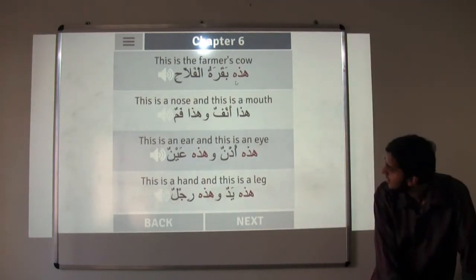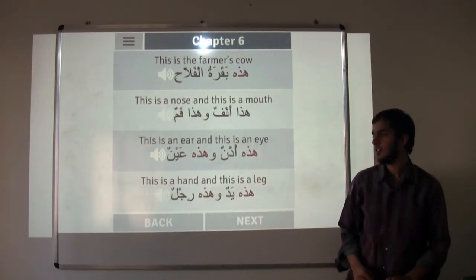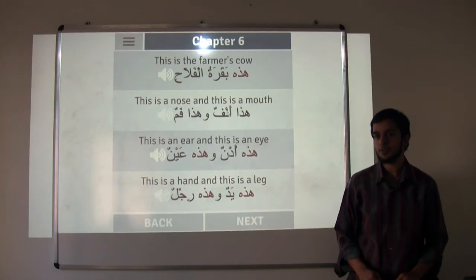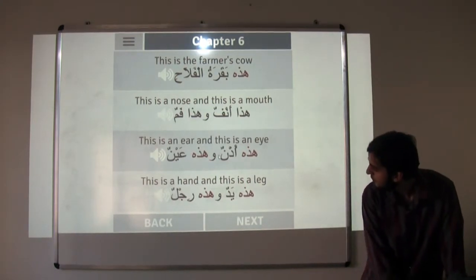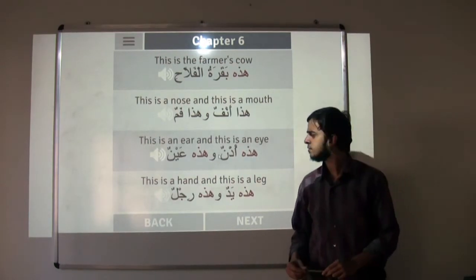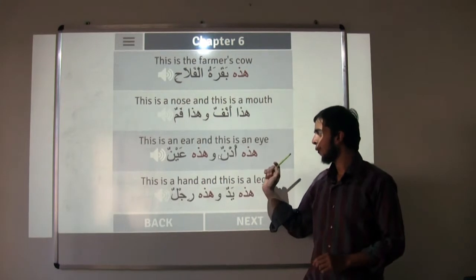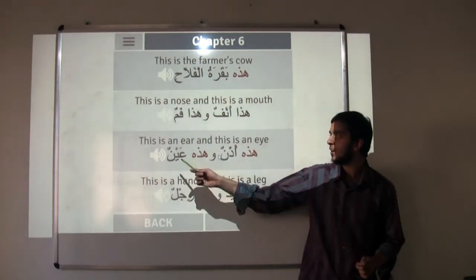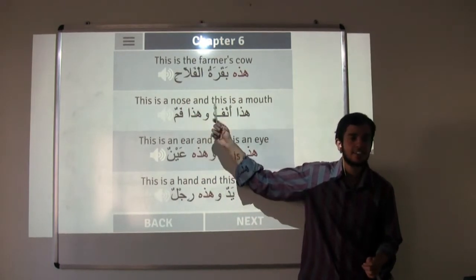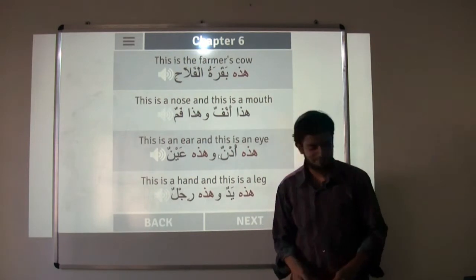Hadha anfun wa hadha famun. Do you remember what we had learned? Hadihi udhunun wa hadihi aynun. Question to the sister: why is it hadihi? Because it comes in a pair. Exactly. Both of them come in pairs, and this one is single, so hadha. Simple as that.